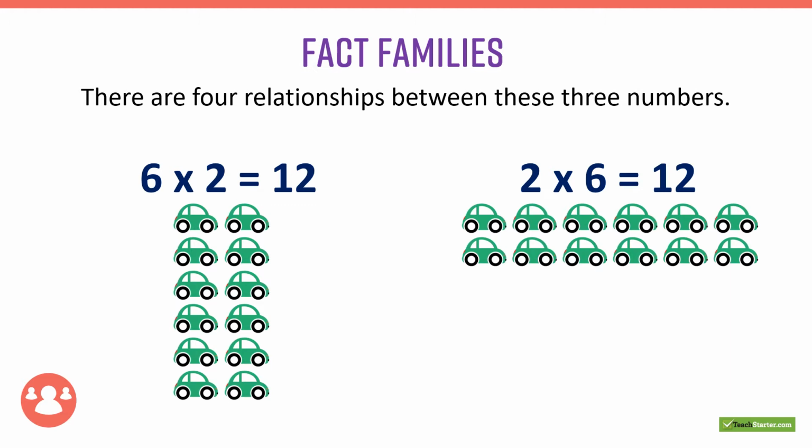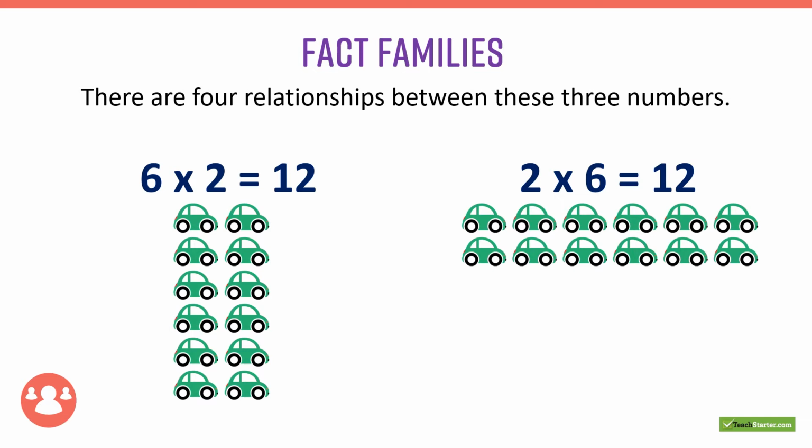12. Now, by swapping the order of our numbers around, by placing the 2 first, then the 6, it changes our multiplication equation, but it gives us the same product. So because our 2 is first, we now have 2 rows, 1, 2, and the next number shows us how many are in each row. So we have 6 cars in each row, giving us the product of 12. So this is our multiplication relationship of our three numbers.